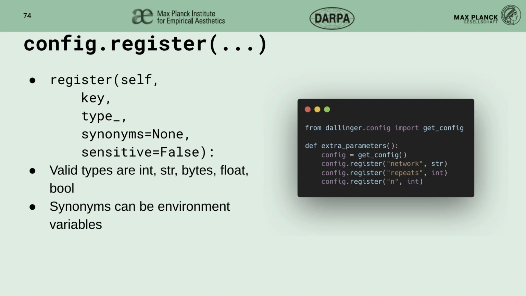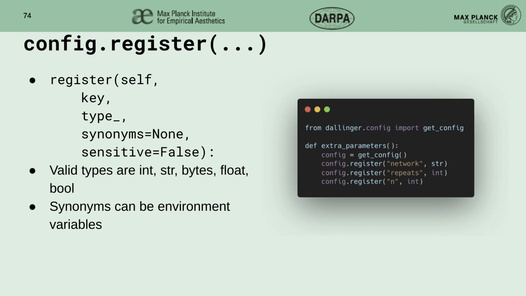And register takes these variables. So key is the main name for it. Type, the reason it's got an underscore there is type's a reserved name in Python. That's the only reason for that. So these two just use the first 2. Then synonyms are other ways you can refer to this.